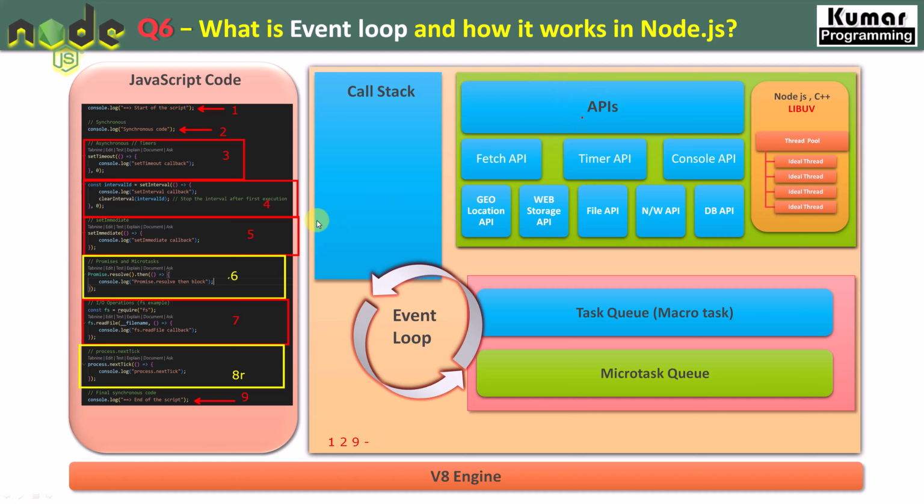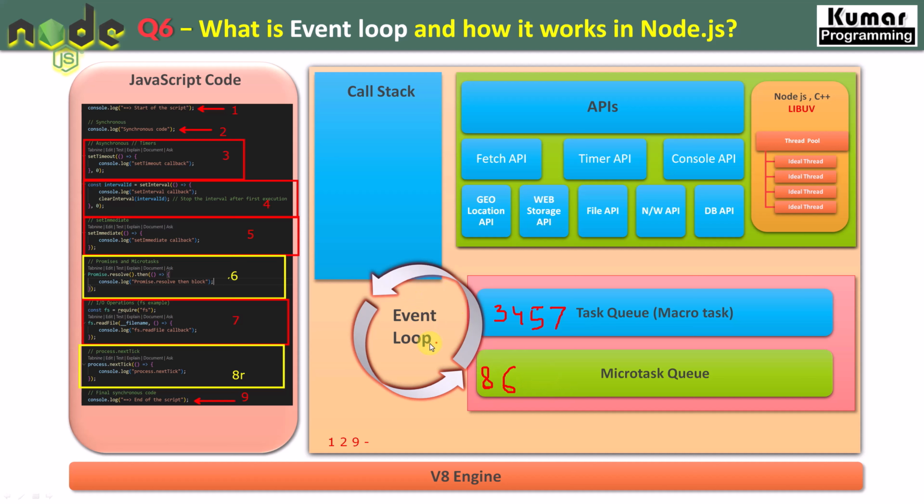Now we have only asynchronous functions which are going to be executed inside our APIs, right? So how will they execute? These 3, 4, 5 will come in the API, they will execute and they will come to the task queue here. 3, 4 and 5, right? And here 6 is a promise, so it will execute through the API and it will come to the micro task queue as a 6, right? Then again we have a callback function, read file, then it will go to the task queue. Because it's a callback, it will go to the task queue. After that we have process.nextTick. I told you that process.nextTick always has priority over promise, so it will come before our promise inside our micro task queue, right?